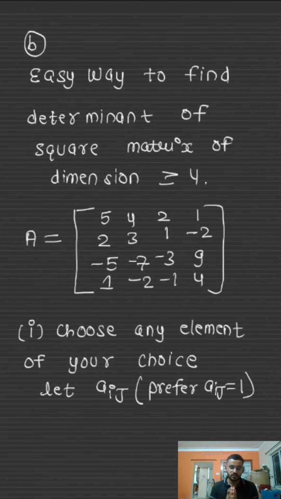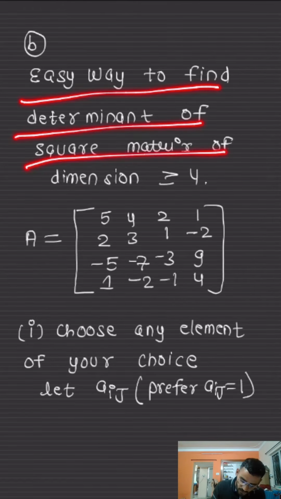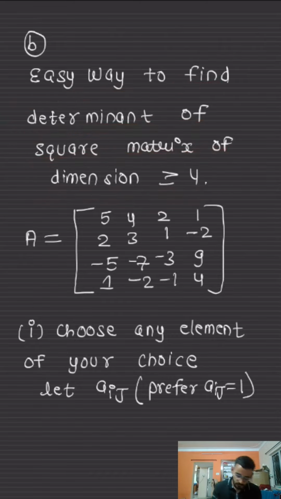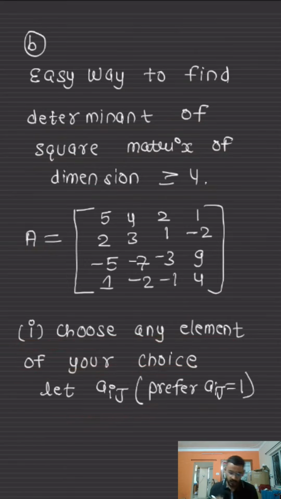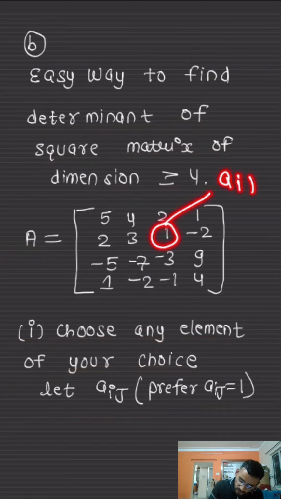Now I am going to tell you the easy way to find the determinant of a square matrix of dimension greater than or equal to 4. Let's say we have a square matrix of 4 cross 4 dimension. There are 3 steps involved in this method. The first one is to choose any element of your choice, let Aij, we prefer if Aij is equal to 1. So we choose this element, and we call this element a pivot element.